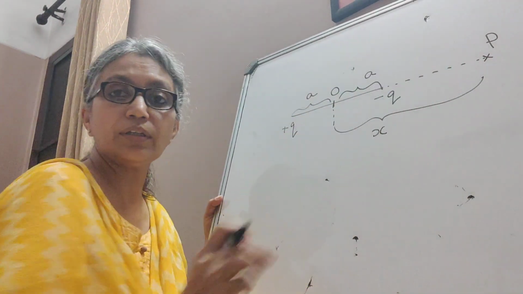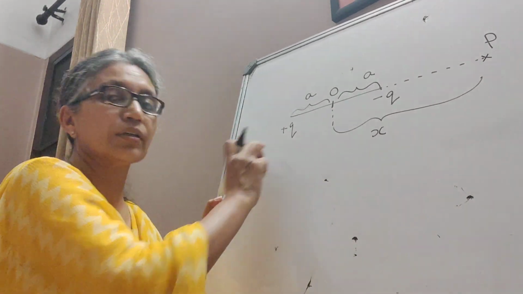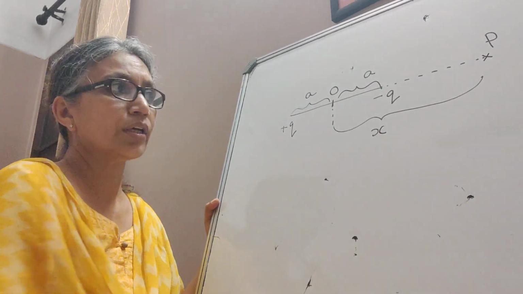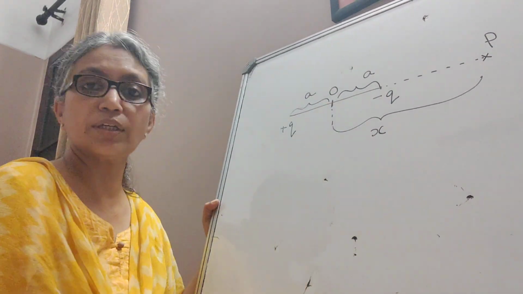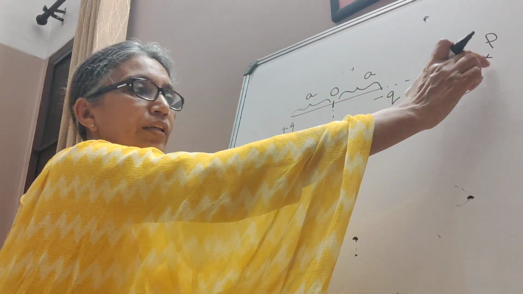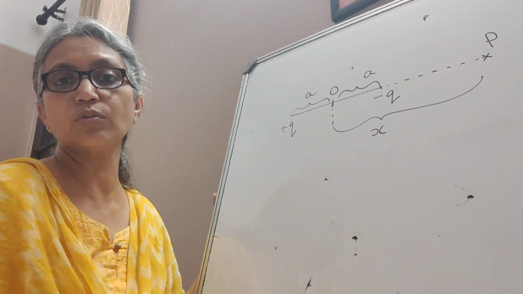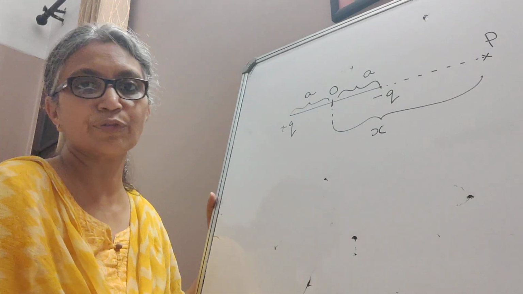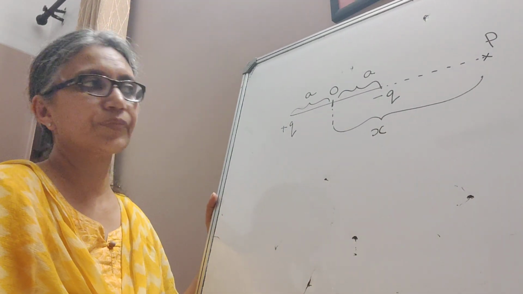The electric field will be the net field due to 2 charges, because this could behave as a source charge, thereby have an electric field here. And this could be also another source charge, providing an electric field here. And we will do the vector addition of the 2 electric fields, because electric field is a vector. The net electric field will be the vector sum.